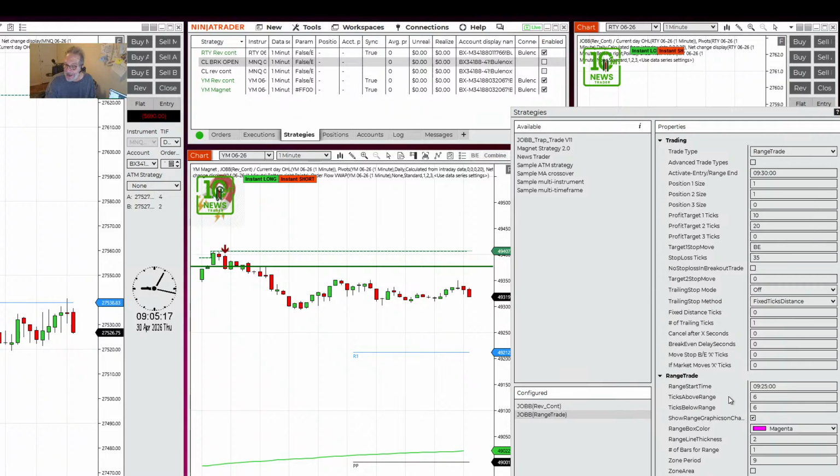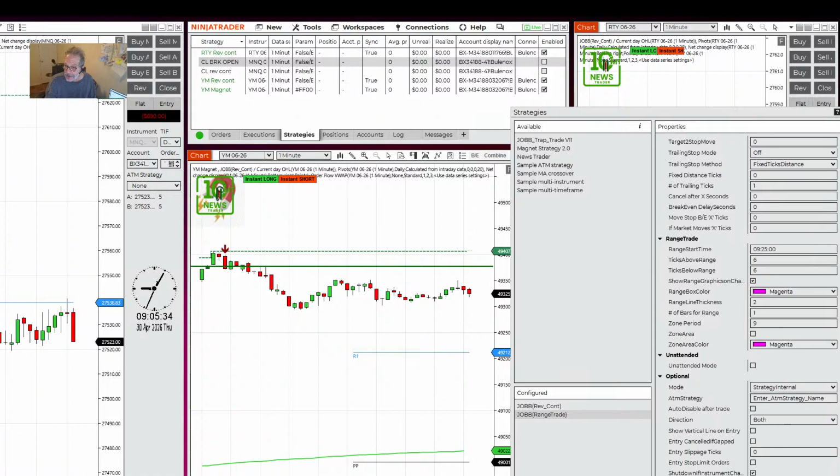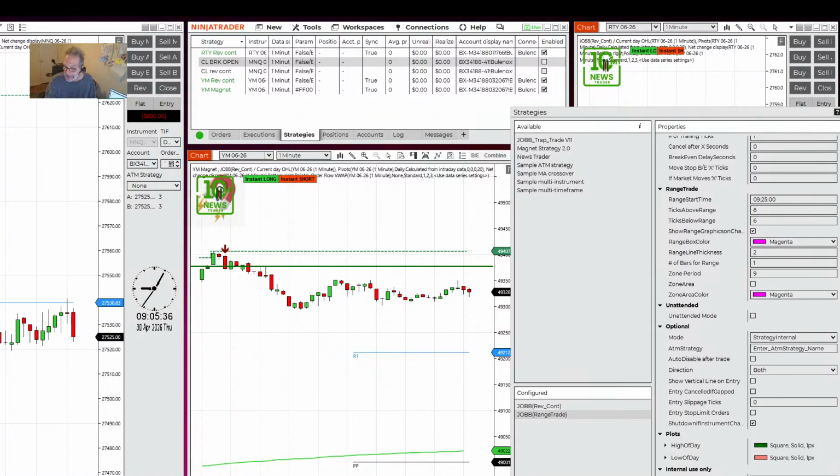We're going to go down to the range start time, 9:25:00. That's our range start time. 6 ticks above the range, 6 ticks below the range. Show the range graphics on the chart. Go down and label it RTY range trade under label, and under account, put the account that you're trading on the RTY, and that's our 66 funded account.